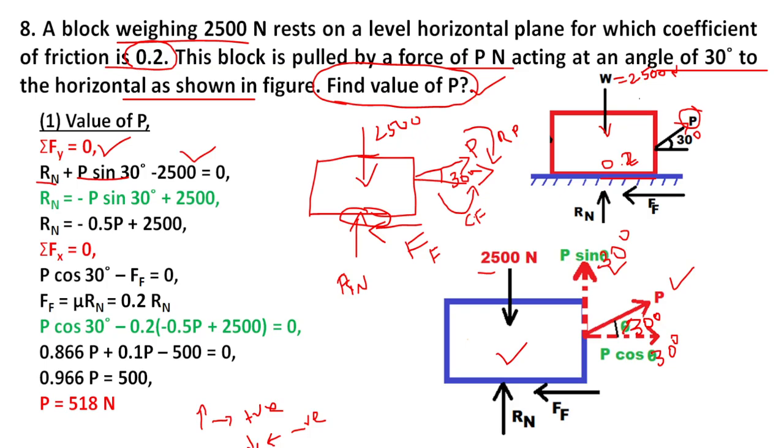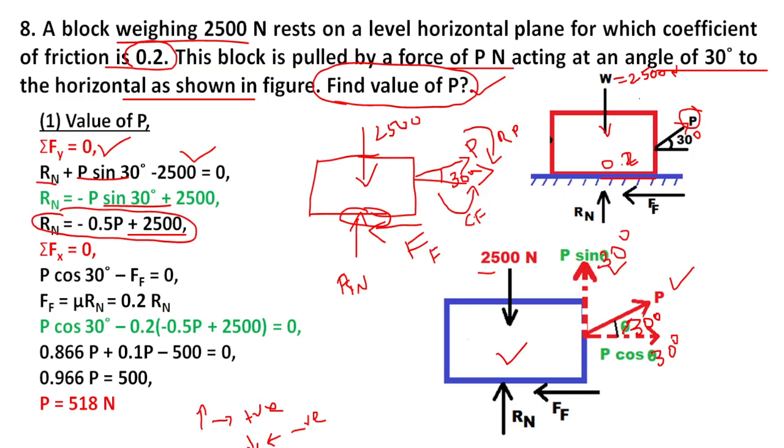So Rn is equal to minus P sin 30 plus 2500. Sin 30 is 0.5, so Rn is equal to minus 0.5 into P plus 2500. This is the one result.